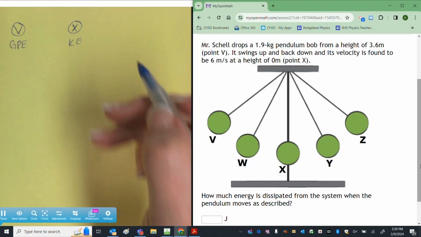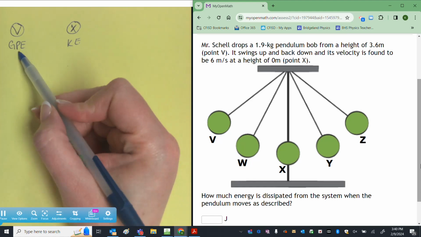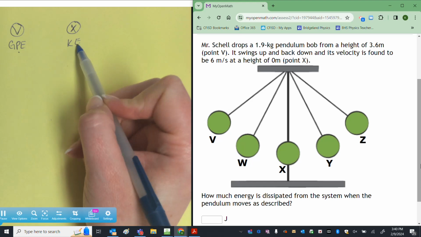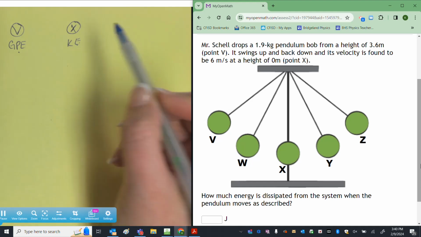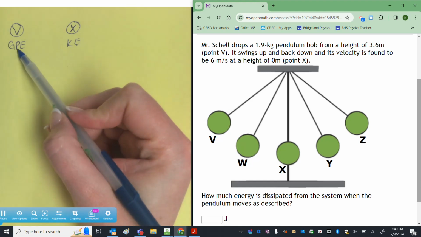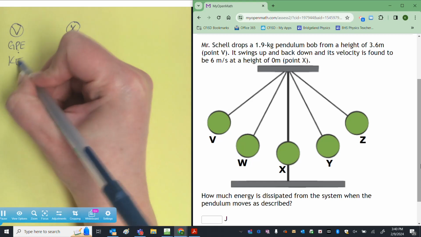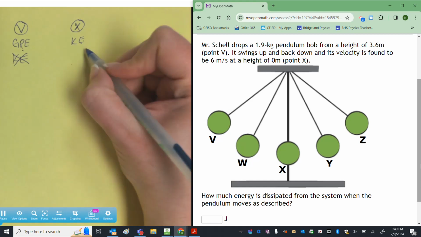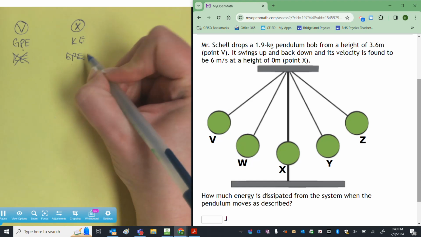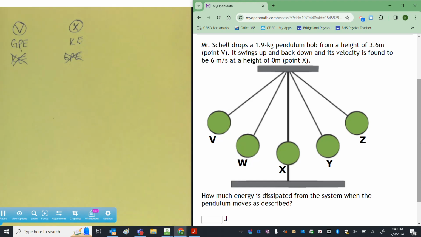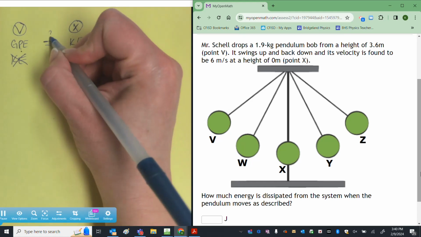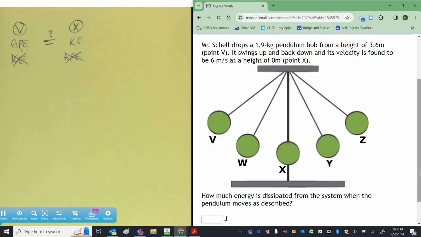So again, the question is the GPE that it has here equal to the KE it has here? Because this is my total energy. My total mechanical energy here is gravitational potential because there is no kinetic. My total energy here is kinetic because there is no gravitational potential. If we had picked one of these points in between, W or Y, you'd have a little bit of both, but we don't. And so the question is, are these equal to each other? Or is there friction? Because that's the question. How much energy is dissipated from the system? That answer could be 0. If these are equal, it is 0.